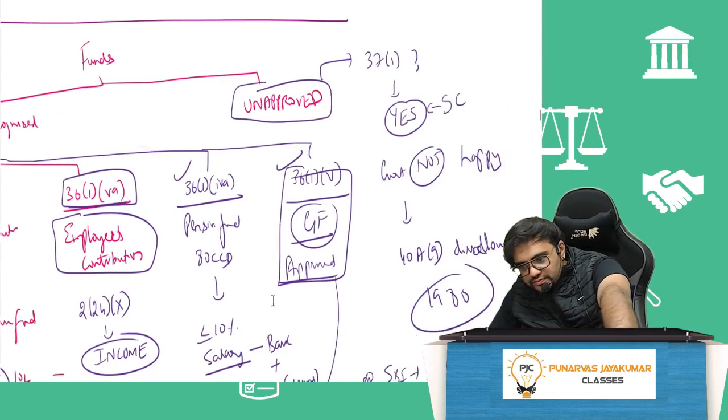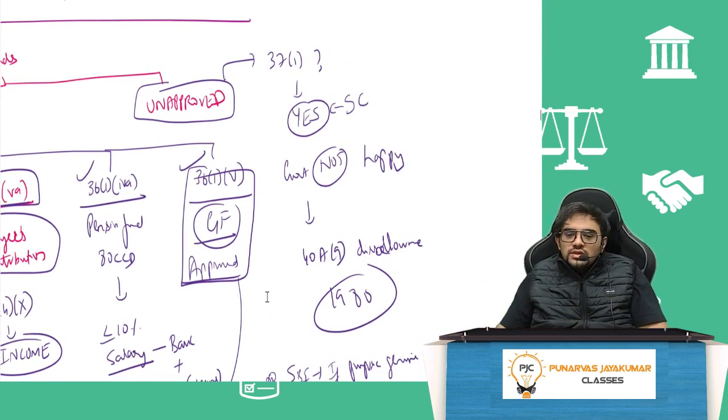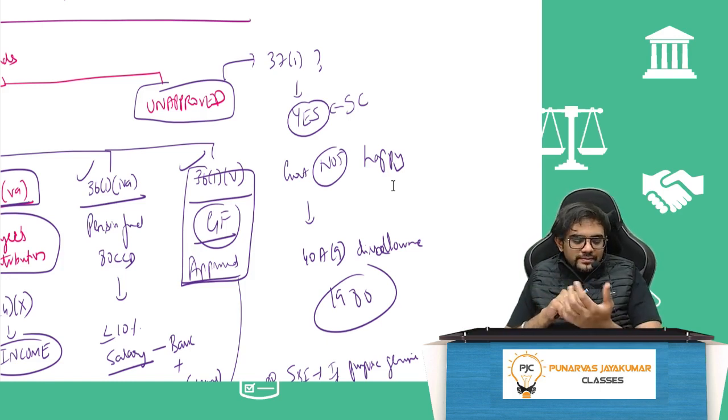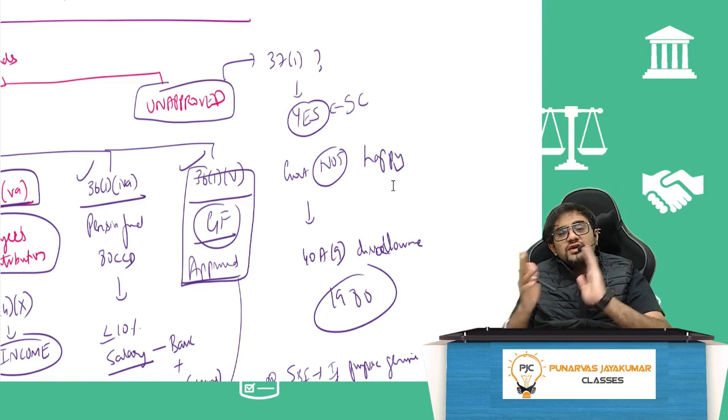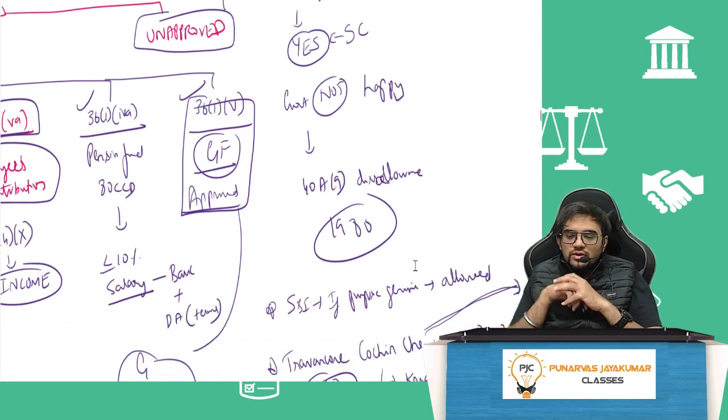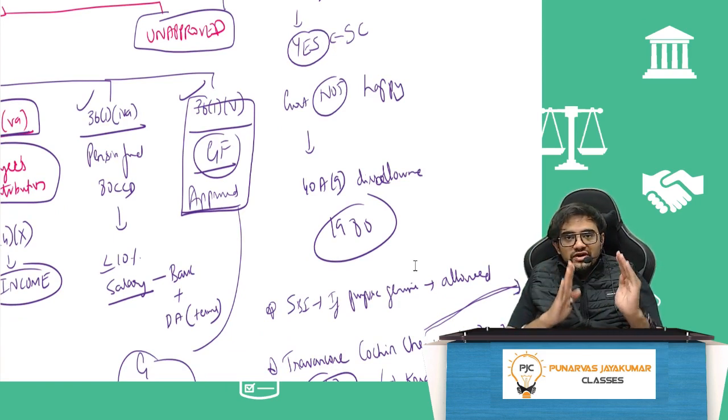What about unapproved? 37.1 generally said yes, even contribution to unapproved funds is allowed because it is wholly used for business, not for personal purposes, and it is not an expenditure covered under 3236. Government was not happy with this because Supreme Court also said it is allowed. So to curb that from happening, 40A9 was brought about. Under section 40 capital A9, they say that it is not allowed. Any contribution by an employer to an unapproved fund will be disallowed.